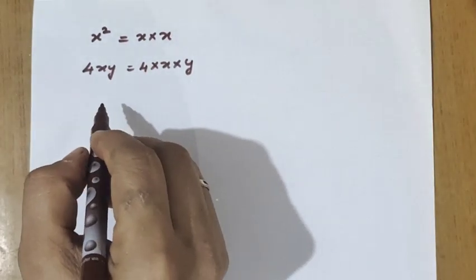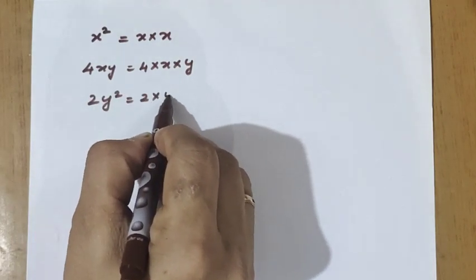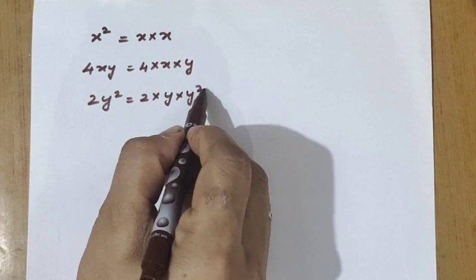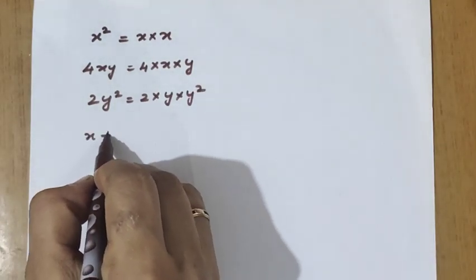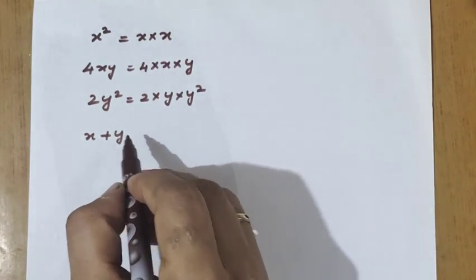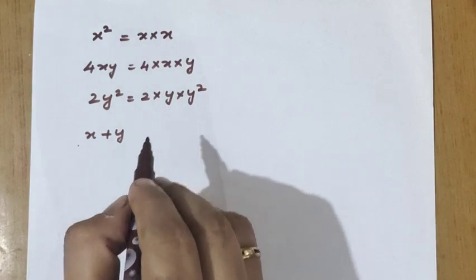Now when we are talking about 2y square, how are we getting that one? 2 into y square, right? Now when we go for x plus y, how are we getting it? y is added to x only.